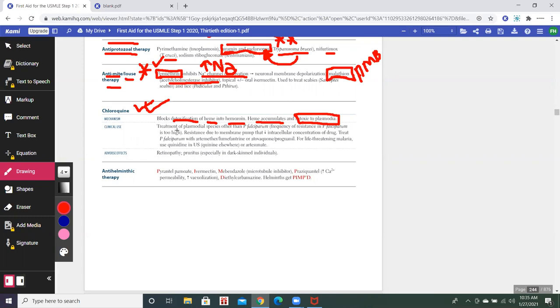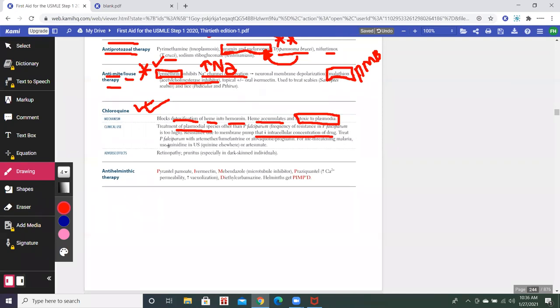Clinical use. It's used for the treatment of malaria, especially Plasmodium species, that is Plasmodium falciparum. Frequency of resistance in falciparum is too high. Resistance is due to a membrane pump that decreases the intracellular concentration of the drug. So there are membrane pumps which will push the drug from the inside of the membrane to the outside.